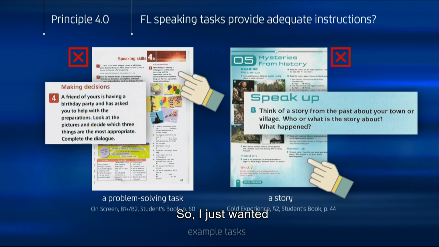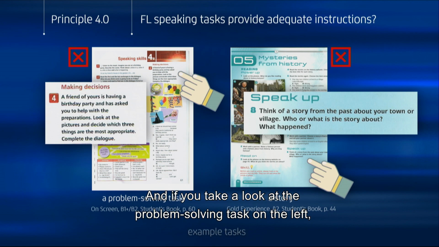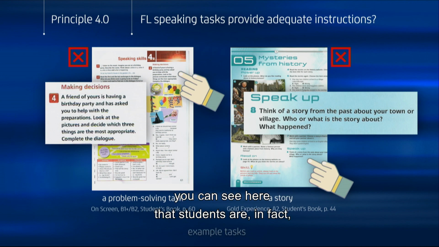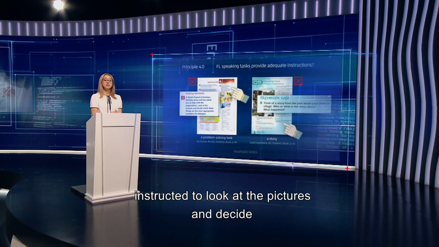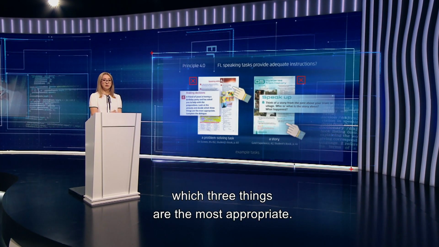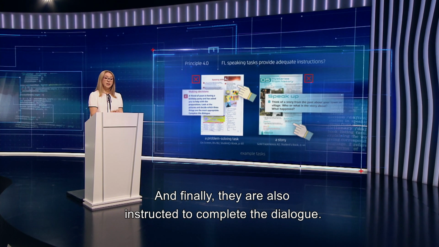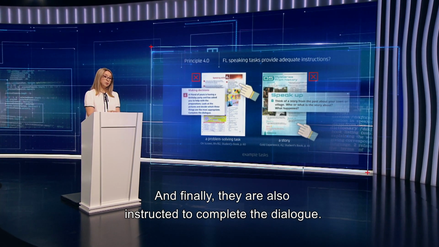So I just wanted to illustrate this idea of not really adequate instructions by showing you two tasks from course books for lower secondary and secondary students. And here I'm referring to the verbal instructions that are provided by the task in the course book. If you take a look at the problem-solving task on the left, you can see here that students are in fact instructed to look at the pictures and decide which three things are the most appropriate. And finally, they are also instructed to complete the dialogue.